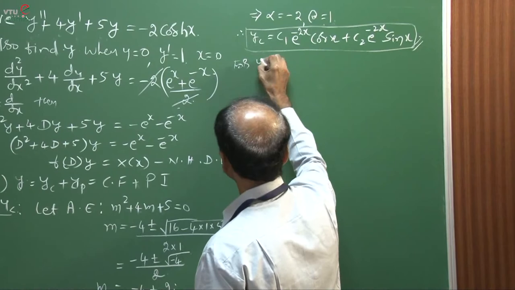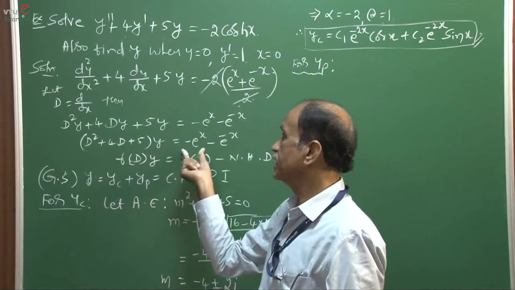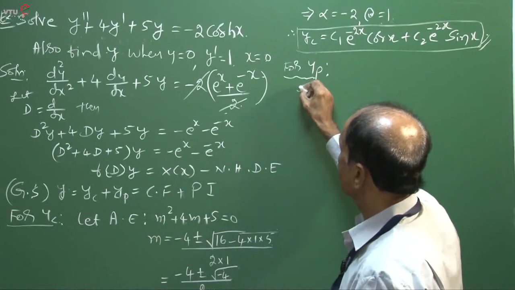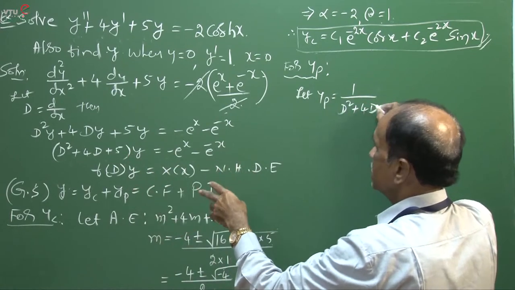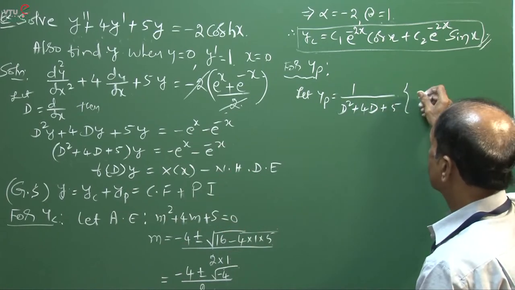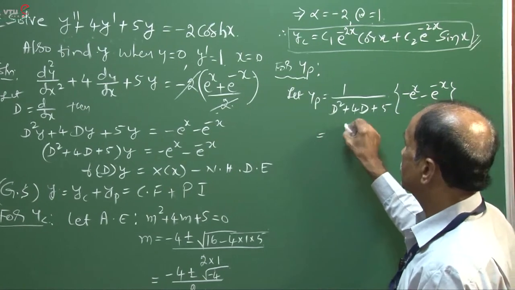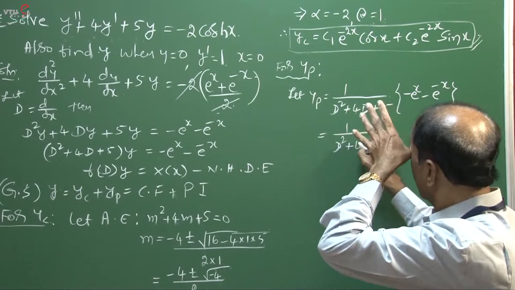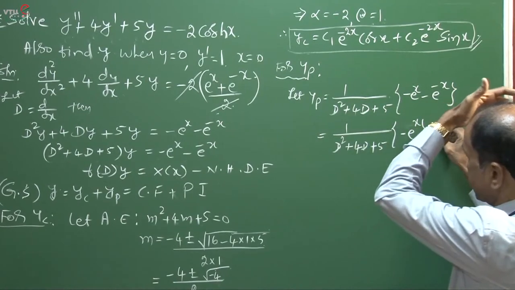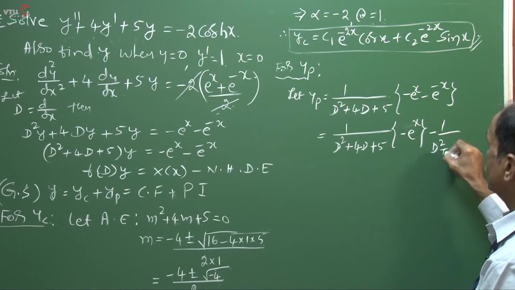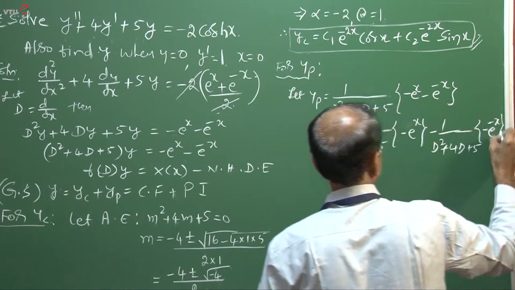Now for YP, that means the particular integral, we use the inverse differential operator. This should be shifted to the left side denominator. How this is to be operated, we will verify. Let YP be equal to 1 divided by d square plus 4d plus 5, operating on minus e to the power x minus e to the power minus x. Then this is equal to 1 divided by d square plus 4d plus 5 operating on minus e to the power x, and the second term, minus 1 divided by d square plus 4d plus 5 operating on minus e to the power minus x.